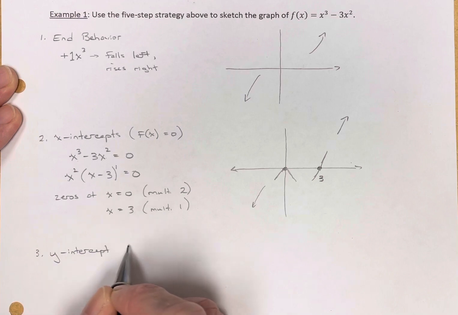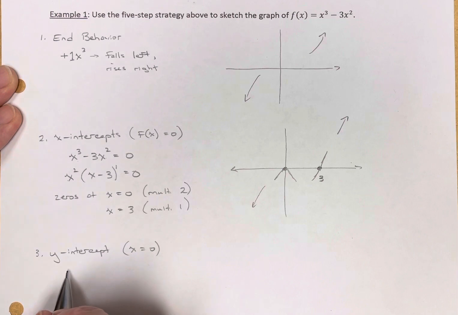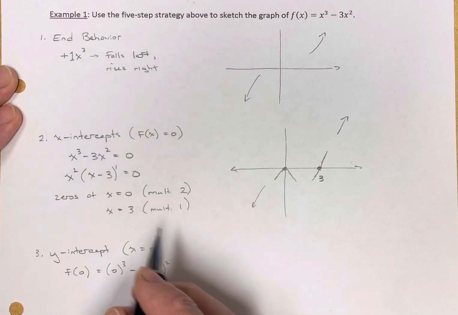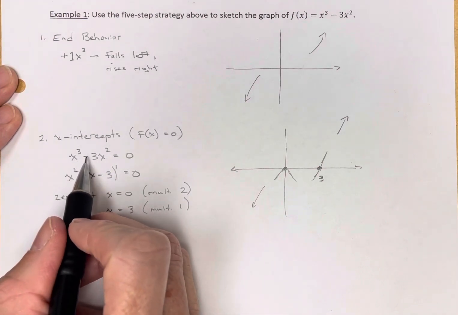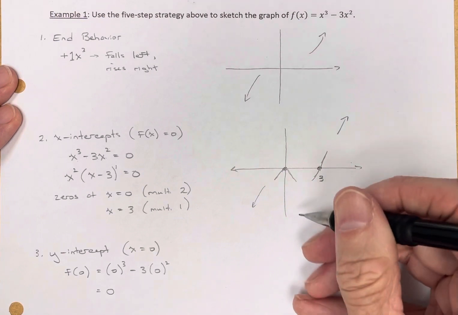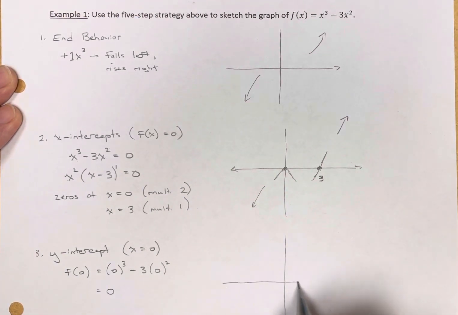We can check it here. This is, of course, when x is equal to 0. And so what is f of 0? Well, that's going to be 0 cubed minus 3 times 0 squared. Right here, 0 cubed minus 3 times 0 squared. And that is 0. So our y-intercept is 0, which tells me I feel pretty good about this.